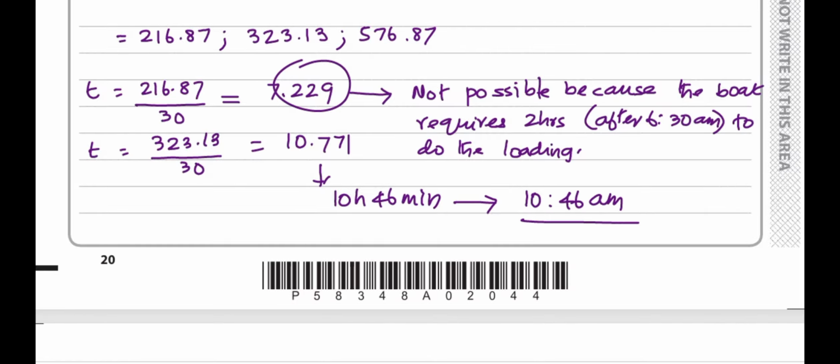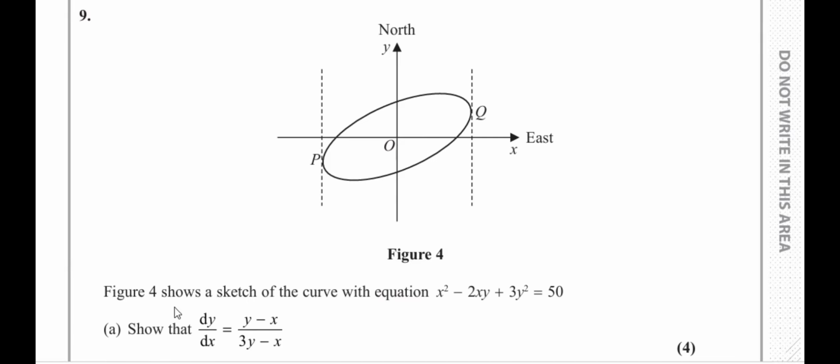There you go. Question 9. Figure 4 shows a sketch of the curve with equation x squared minus 2xy plus 3y squared is equal to 50. Show that dy by dx is equal to y minus x over 3y minus x.